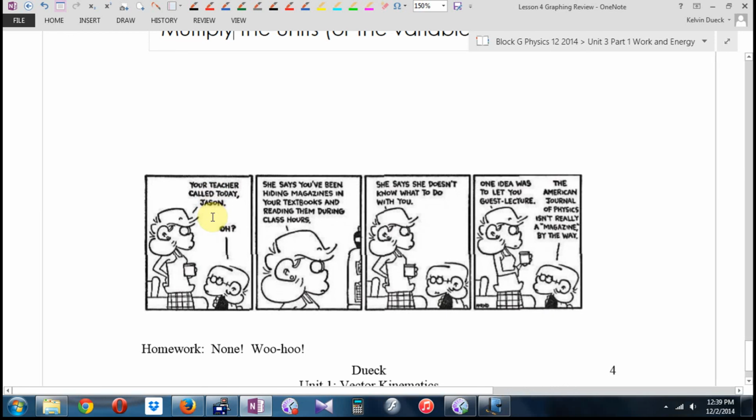Lovely Foxtrot comic. Homework. This is wrong. Homework.